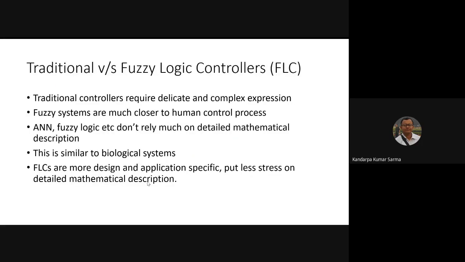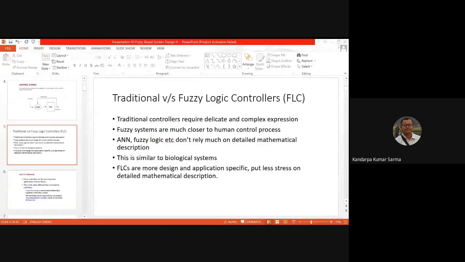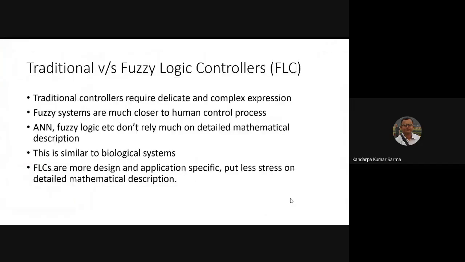So compared to the traditional controller, the fuzzy logic controller has some differences. The traditional controllers require delicate and complex mathematical functions. Fuzzy systems are much closer to the control system with which our human system is familiar. Then we have the ANN, then fuzzy logic, which don't rely much on the detailed mathematical description. Fuzzy logic controllers are much closer to the biological systems, and they are more application specific, and they put less stress on detailed mathematical description.